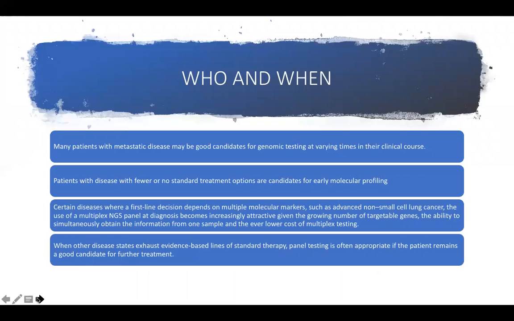So the important question arises: who should we test and when should it be done? Many patients with metastatic disease may be good candidates for genomic testing at variable times in their clinical course. Patients with rare disease where there are no standard treatment options are candidates for early molecular testing. And in certain diseases like lung cancer, where a first line decision depends on multiple markers, such as advanced non-small cell lung cancer, the use of a multiplex NGS panel at diagnosis becomes increasingly attractive, given the growing number of targetable genes. And when other disease states exhaust the evidence-based lines of standard therapy, then panel testing is often appropriate if the patient is fit enough to receive further treatment.